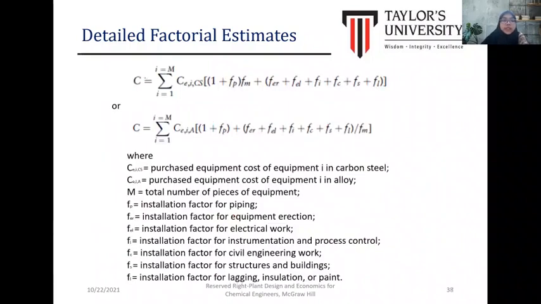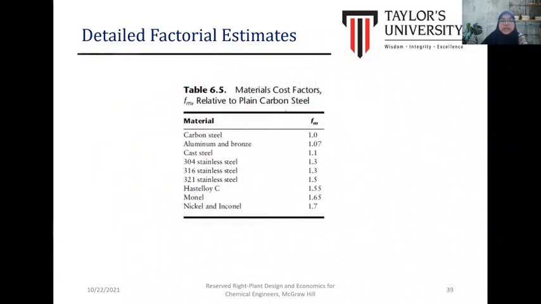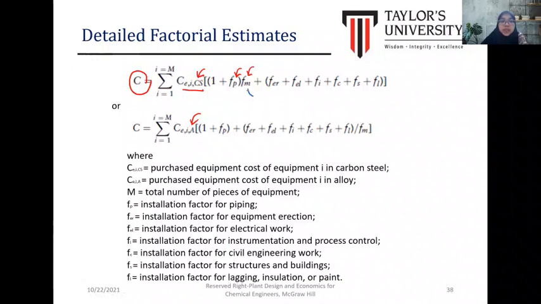Okay, the detail of the equation to determine the cost, whether using carbon steel or alloy, uses this equation. Okay, and then the value or the factor for FP is the installation factor for the piping, for the material, and so on. You may refer to this value. Okay, Table 6.5 lists the material factor to be used based on the process, whether the material is carbon steel, aluminium, cast steel, or so on. So you may insert this value into this equation, denoted by Fm, the material factor.